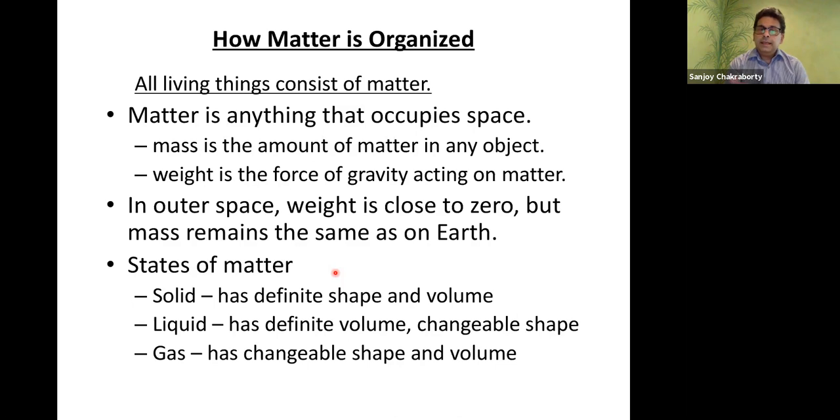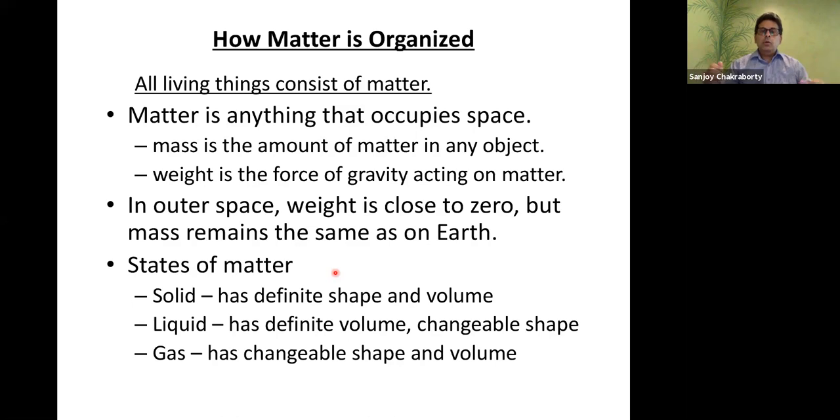Then comes gas. For gas, both the volume and the shape can be changed. If you take, let's say, 100 ml of gas and put it into a small 1 ml vial, it's going to fit. So their volume and shape both can be changed. One more time, the units making up matter in a solid are very close to each other, clumped together. In liquid, they're slightly apart, and in gas, they're far apart.